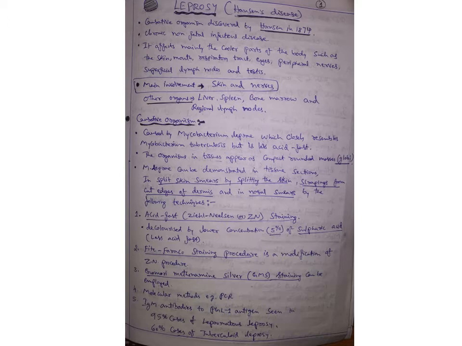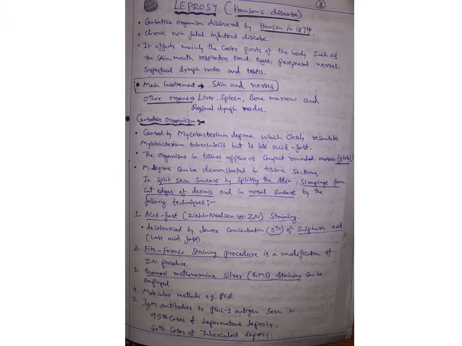It affects mainly the cooler parts of the body such as the skin, mouth, respiratory tract, eyes, peripheral nerves, superficial lymph nodes and testes. The main involved organs are skin and nerves. Other organs are liver, spleen, bone marrow and regional lymph nodes. It is caused by Mycobacterium leprae, which closely resembles Mycobacterium tuberculosis but is less acid fast. The organisms in tissues appear as compact rounded masses called globi.